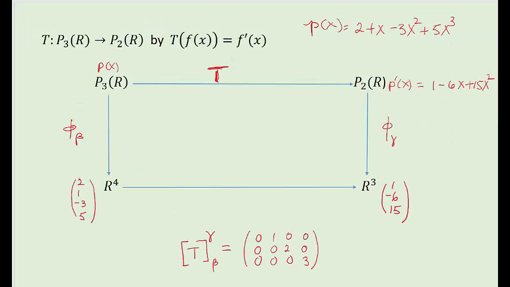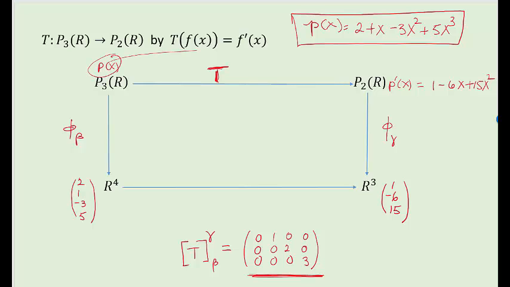We did this problem in class. We said T is a linear transformation from P3R to P2R done by taking the derivative. We found in class that the matrix for that transformation was this one. Now, phi sub beta would take p of x. We're just looking at an example here. P of x is the polynomial 2 plus x minus 3x squared plus 5x cubed. So we could take p of x directly over by T to its derivative.